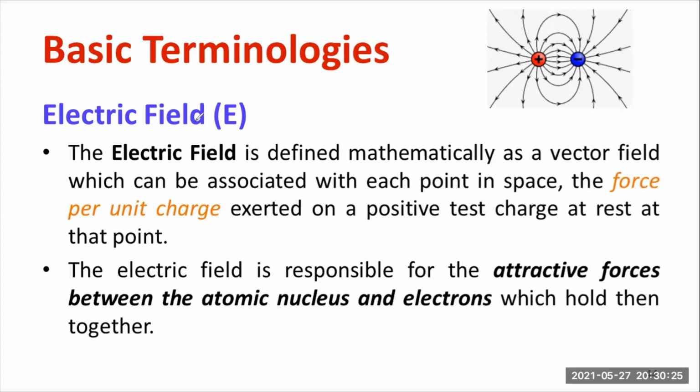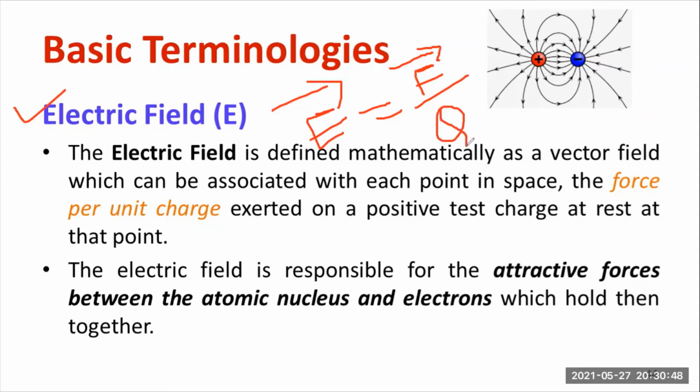Next is another important terminology called electric field. So how can we define electric field? Electric field is defined mathematically as a vector field, a vector quantity which can be associated with each point in space: the force per unit charge offered by a particular positive test charge, force per unit charge.